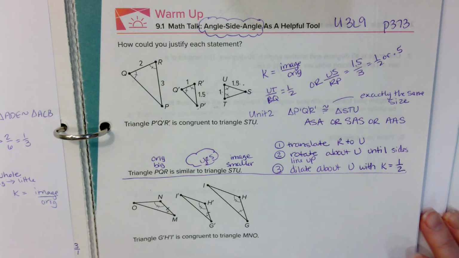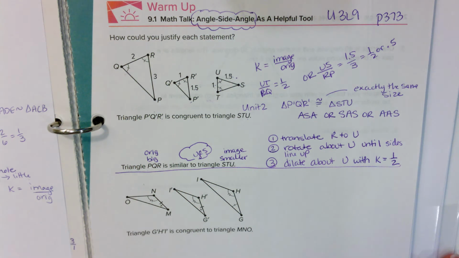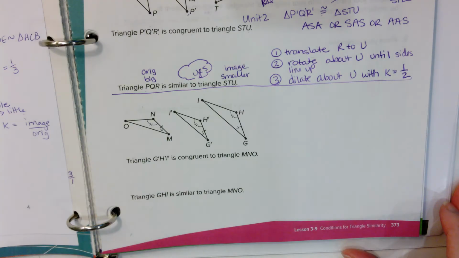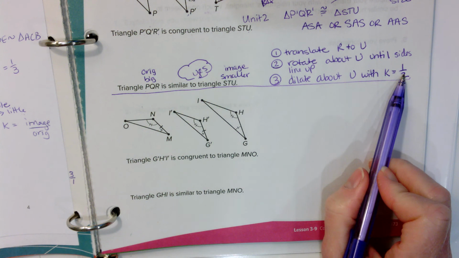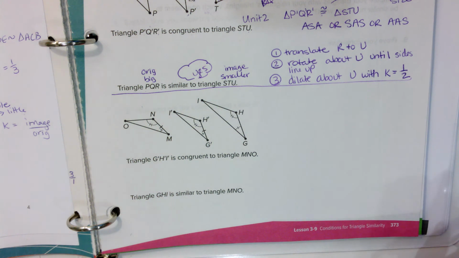So then let's take a look at the second example. It's very similar. In the second example, though, I'm not given side measures, so I'm not going to be able to come up with a scale factor like this. I'm going to come up with a side ratio. So let's take a look.